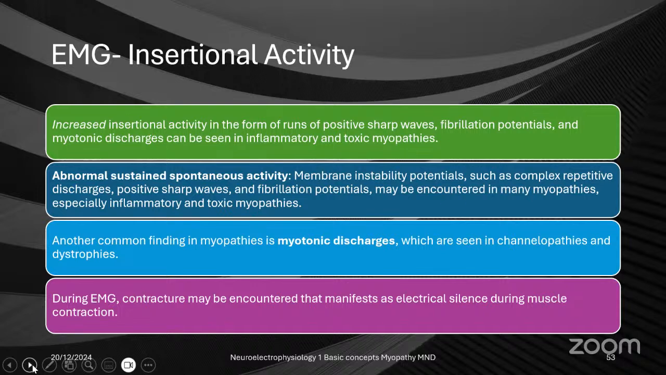Another common finding in myopathy is myotonic discharges, which are seen in channelopathies and dystrophies. I have seen a number of times students missing myotonia. Please concentrate on eliciting all the myotonia: grip, and no reflex hammers, whatever you do, on the tongue demonstrate myotonia. During EMG, contracture may be encountered that manifests as electrical silence during muscle contraction.